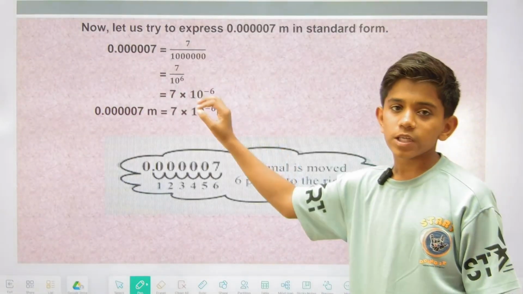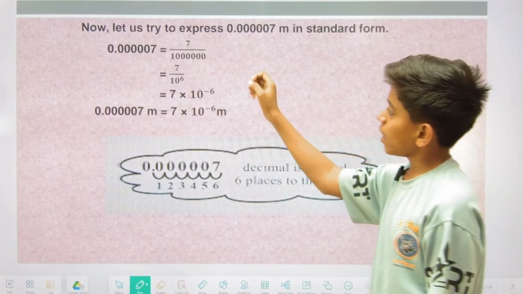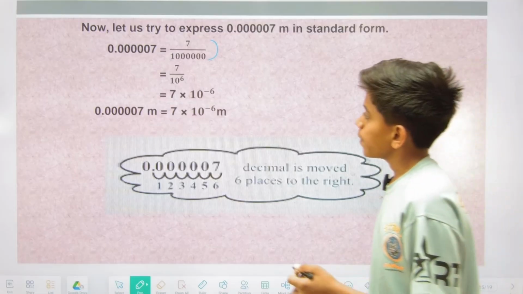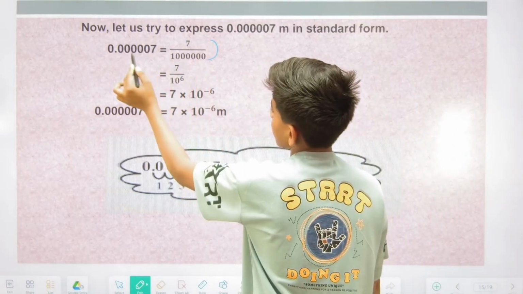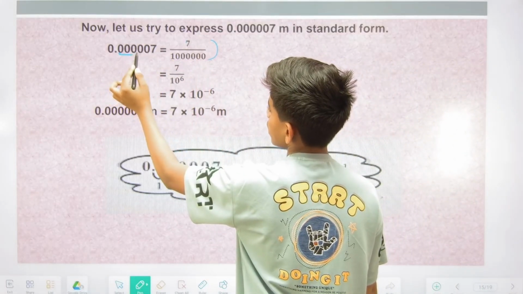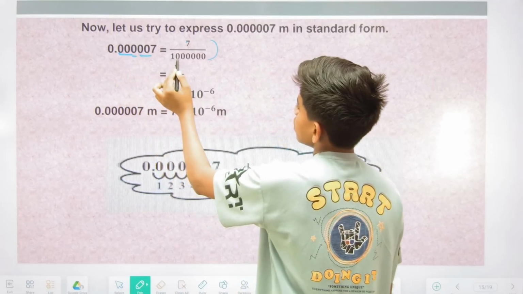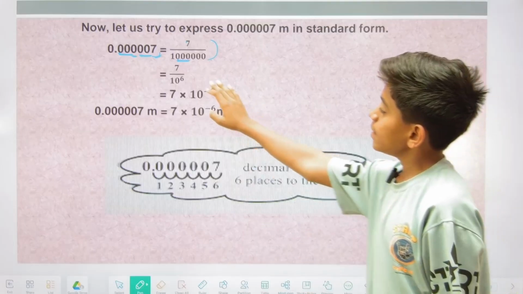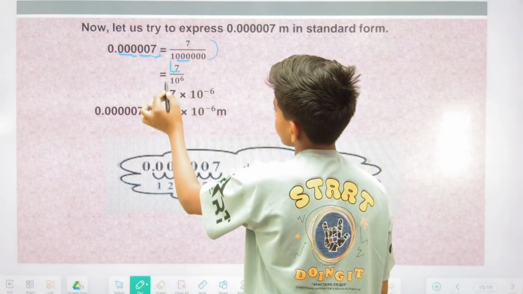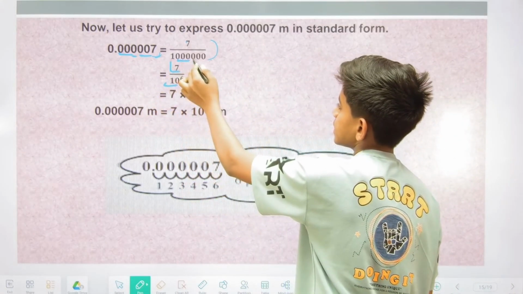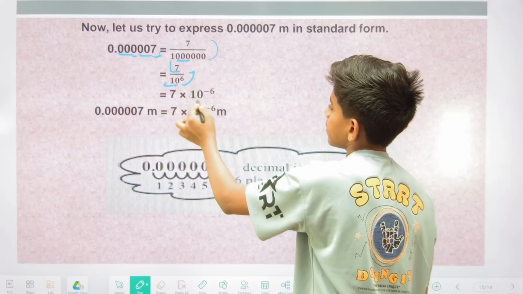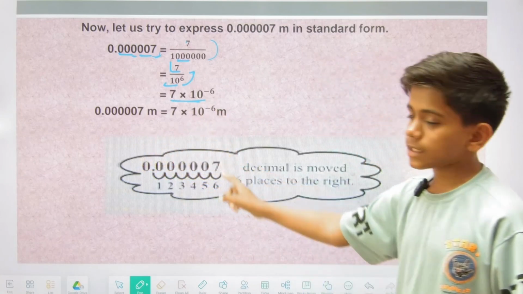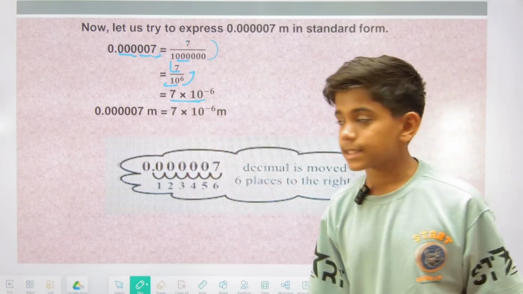Now let's try to express this number in standard form. To do this, we just need to write it in fractional form. 7 by, now how many zeros are there? 1 2 3 and 4 5. So 6 zeros we need to give because the point should come after 7, so 7 by 10 to the power 6, and when we take this 10 to the power 6 up, it will come in minus. So this can be written in standard form as 7 into 10 to the power minus 6.